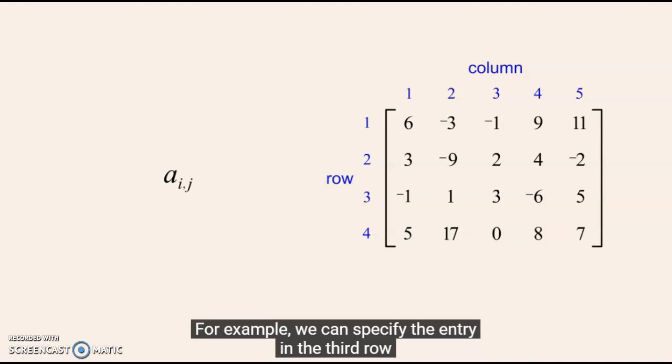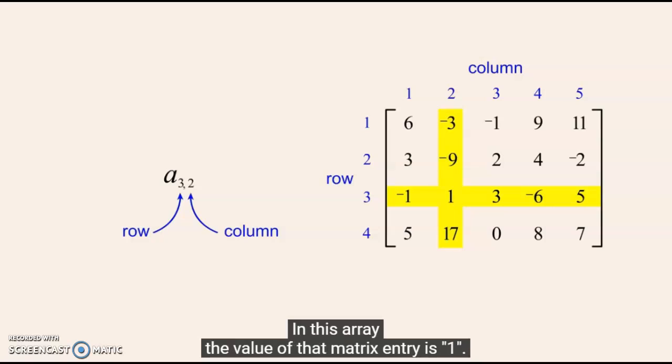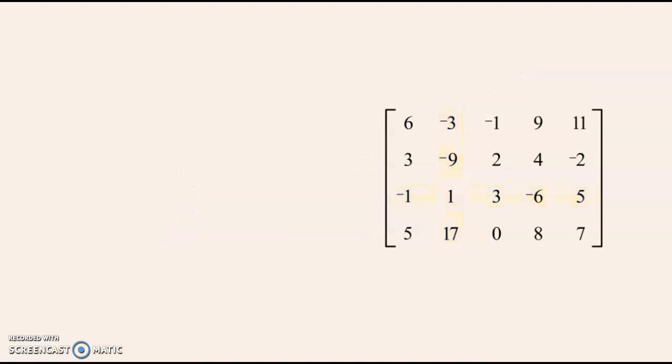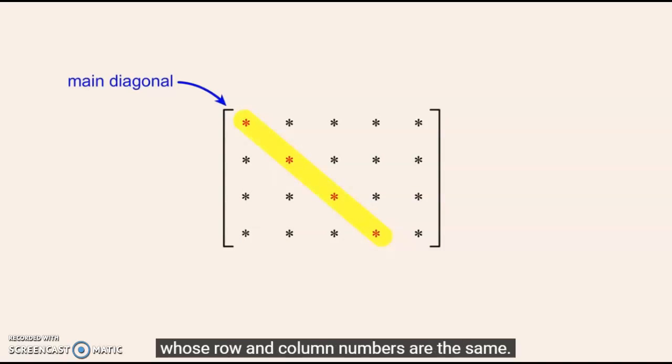For example, we can specify the entry in the third row and second column of this matrix as a with subscripts 3, 2. In this array, the value of that matrix entry is 1. The main diagonal of a matrix is composed of all the entries whose row and column numbers are the same.